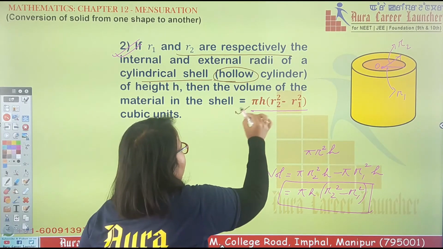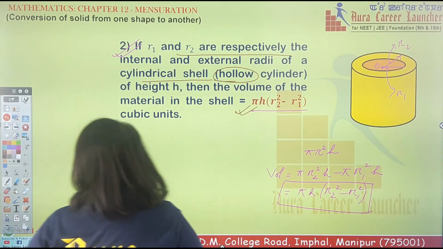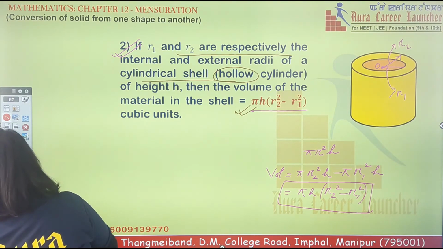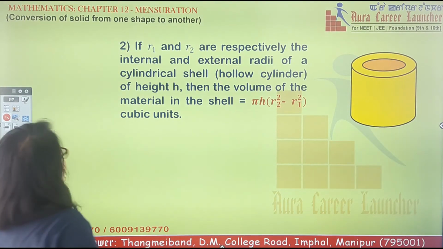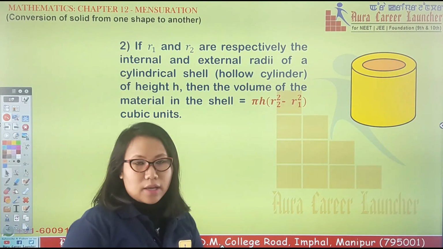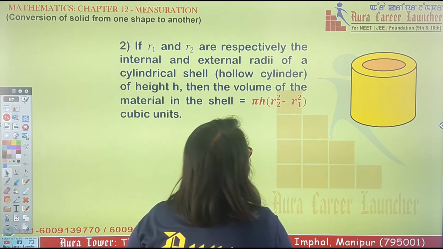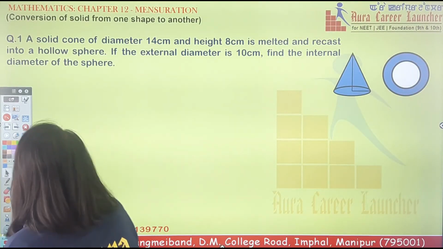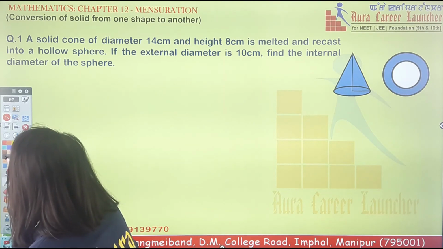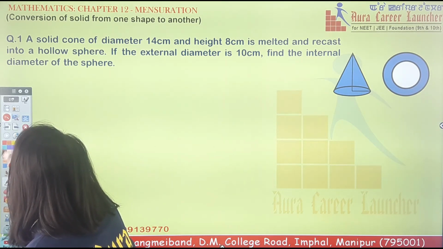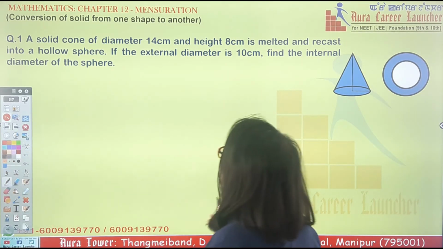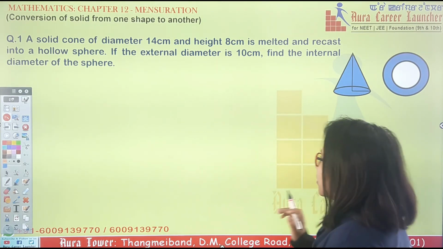This is the net. So with this the concept should be clear. Now we will apply it to application based questions. So here the first question is: a solid cone of diameter 14 centimeter, right?